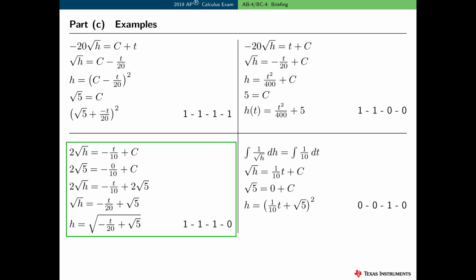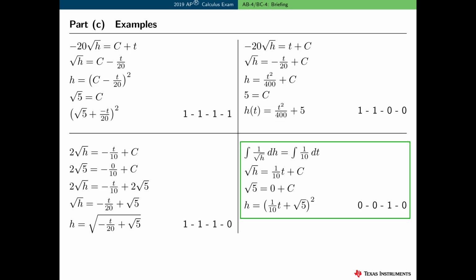In this example, implied separation, integration, timely use of plus c and the initial condition, but bad algebra to arrive at an incorrect expression for h. This earns the first 3 points. And finally, bad but eligible separation. One antiderivative is wrong, but we will continue to read for point 3. There is a timely use of the plus c and the initial condition. The student is not eligible for the fourth point. This earns 0, 0, 1, 0.